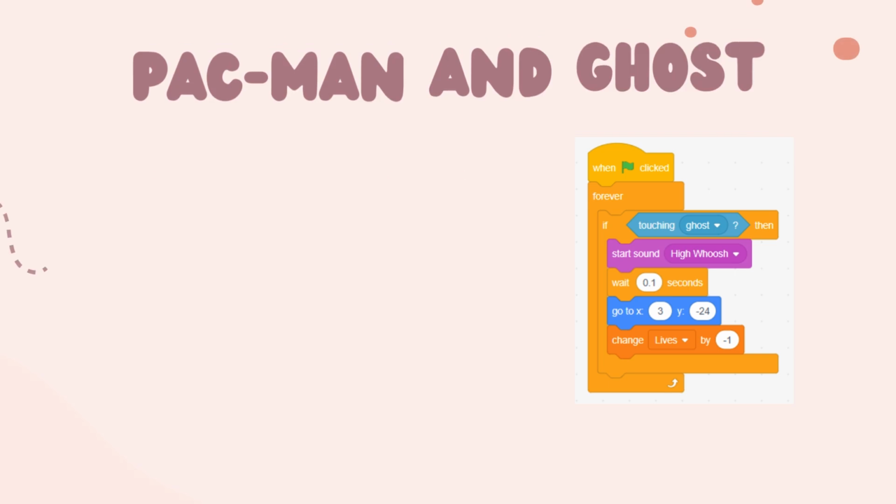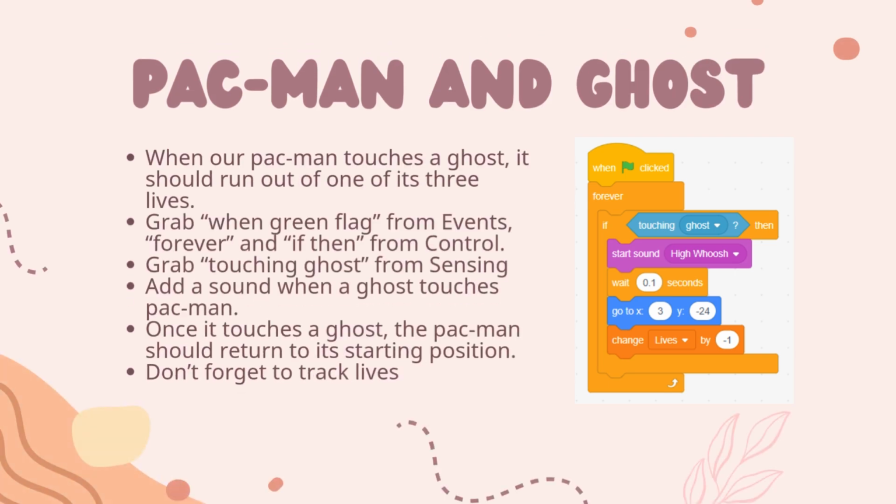In the case that our Pac-Man touches a ghost, it should lose one of its 3 lives. To do this, we grab a start block, a forever block and an if-then block. And then to test if our Pac-Man is touching a ghost, we drag the sensing block, touching mouse pointer, and select our ghost from the drop-down.